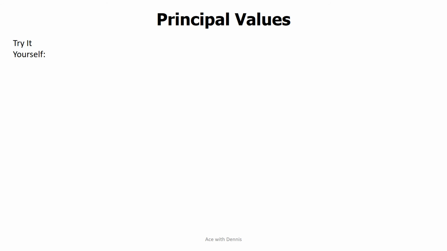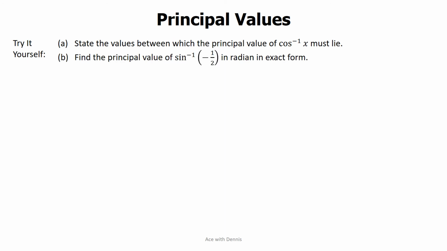Now can you try this similar example yourself? A. State the values between which the principal value of inverse cosine x must lie. B. Find the principal value of inverse sine of -1/2 in radians in exact form. C. Evaluate the principal value of inverse tangent of -1 in degrees. You can pause the video and try to solve it yourself.